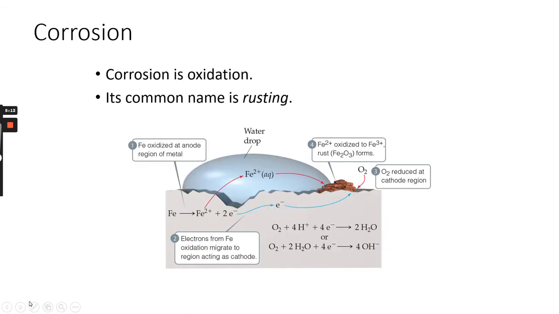Corrosion is oxidation. One of the common names of corrosion is rusting. This is when iron oxidizes. Here we have a piece of iron and a droplet of water sitting on it. Your iron will turn into Fe2+ plus 2 electrons. The Fe2+ will go into the water droplet. The electrons will move across your iron, come up here, and then react with your Fe2+, making it Fe3+, which then reacts with oxygen and makes that rust brown color substance that piles up on your iron.